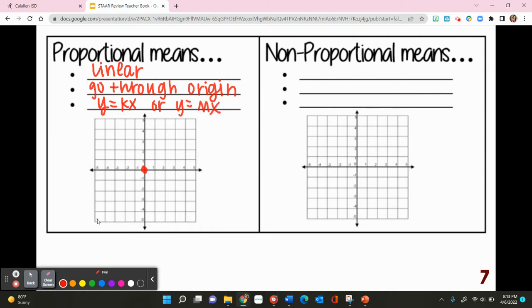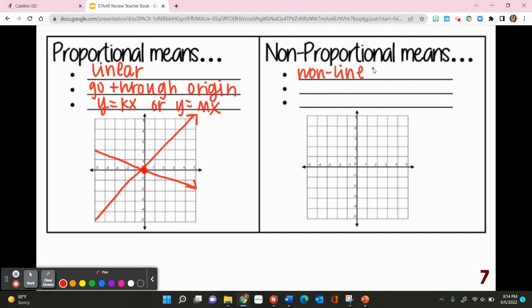Now, again, if it is proportional, it goes through the origin. So an example of a linear proportional graph would be here. For instance, we see that it goes to the origin. Or, for instance, here, I have a negative graph, but again, it still goes through the origin. So this is proportional. Now, looking at non-proportional means that it is non-linear.